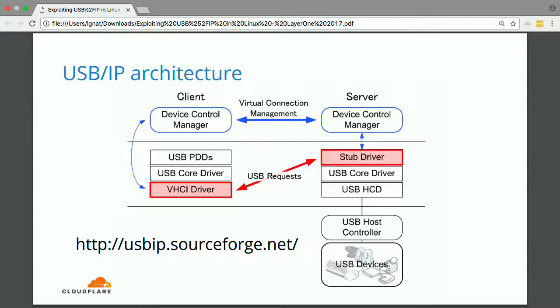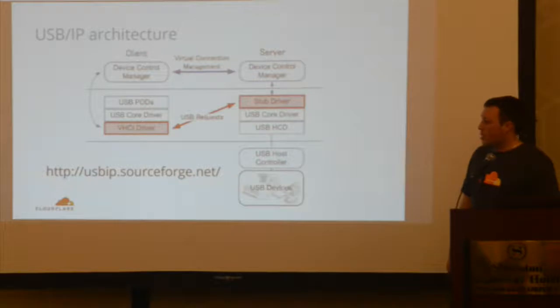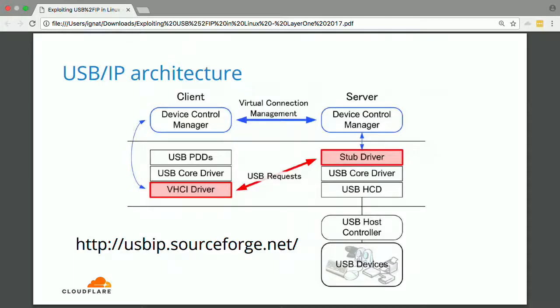Here we see there are user space and kernel space components, and the basic flow of how it works. On the server side we have this USB stub driver which just intercepts all URBs from a particular device, forwards them to the client, and on the client side we have a virtual host controller interface driver which injects them back into the client USB host subsystem, and this way you can share any USB device over the network.